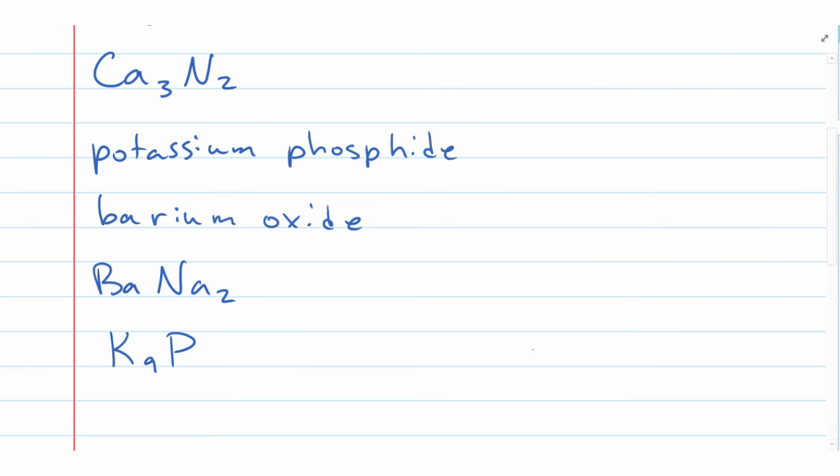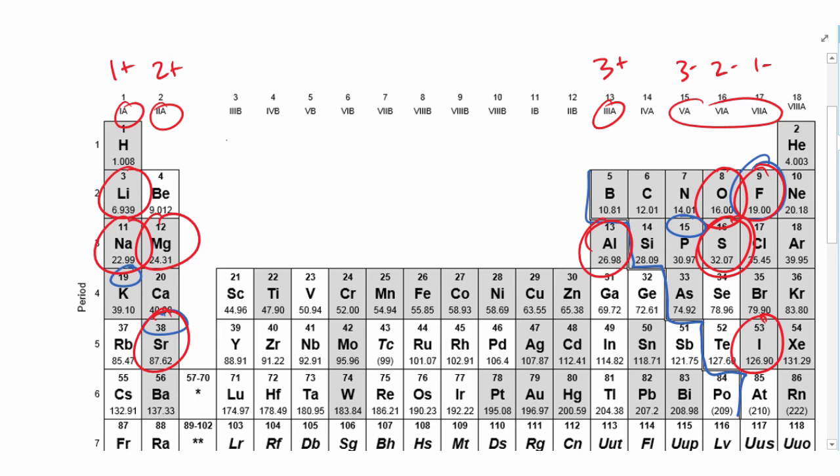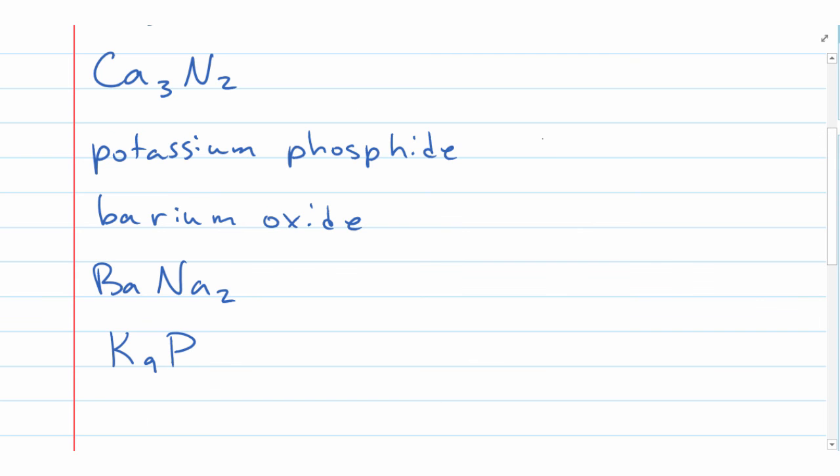And that comes from the fact that potassium has a charge of how much? 1 positive. Phosphide is 3 negative. So if we have a single positive and a 3 negative, how many potassiums do we need? 3 of them to balance the charge of the 1 phosphide. Its formula would be K3P.